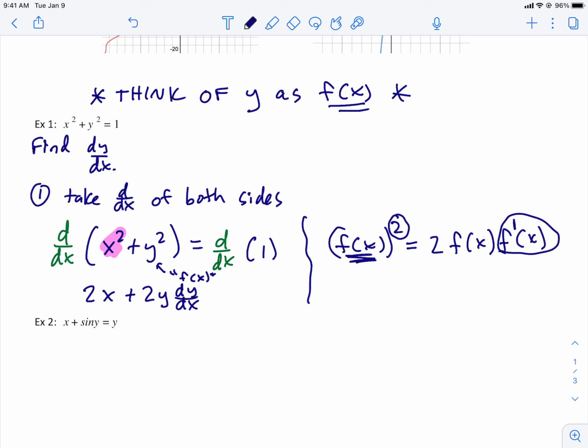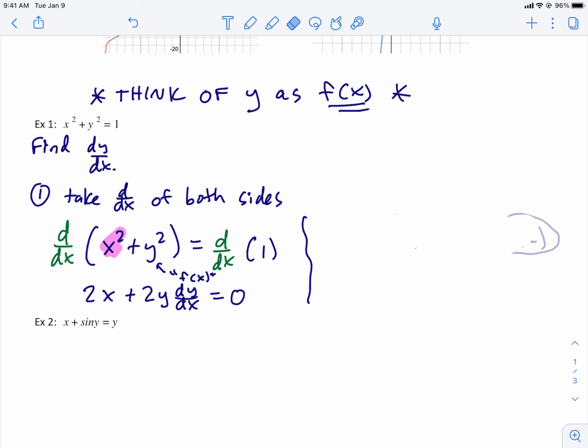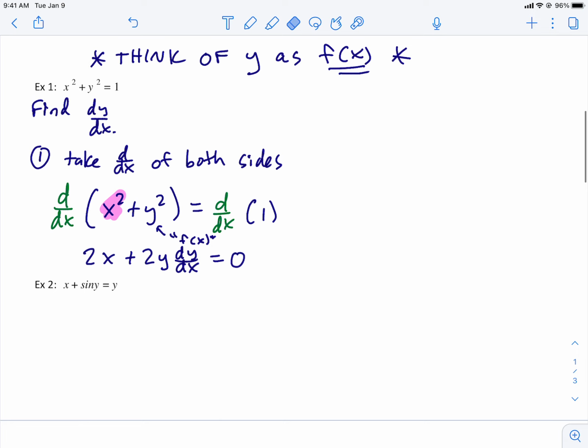Once you see how that works, basically anytime you take the derivative and there's a y in there, you're just going to have a dy dx attached to the derivative. On the right-hand side, the derivative of 1 with respect to x, there is no x, so that's just going to be 0. So let me clean this up a little bit. I'll maybe explain that again in the second example, but so far here's what we have.